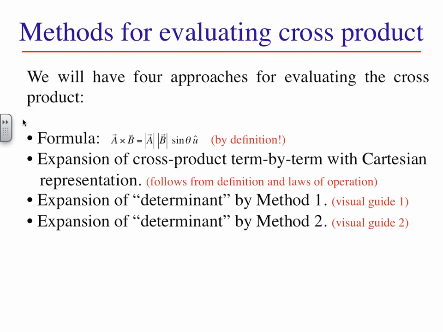We have already discussed the definition of the cross product and the term-by-term expansion that follows from the laws of operation associated with the definition. We are now going to talk about the expansion of something called the determinant. A determinant is a mathematical property of an array of numbers and belongs to the field of linear algebra.